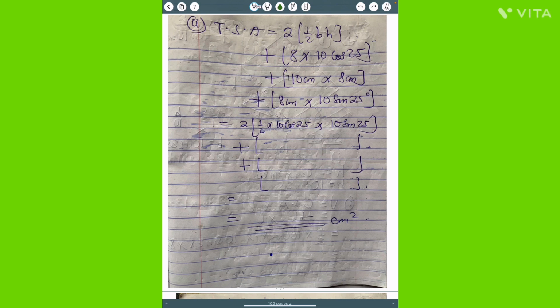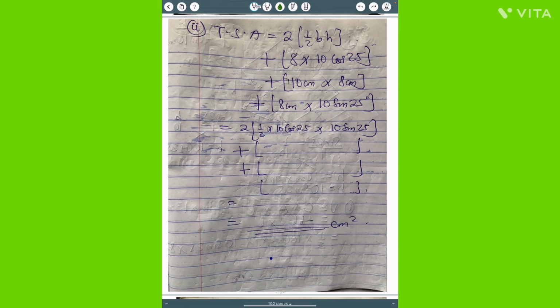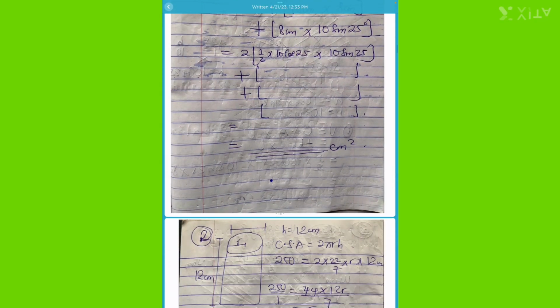Then 2 times half base times height, 8 by 10, then 10 times 8, then 8 by h. You put all the values together. These are 5 areas: 1, 2, there's 2 here, 1, 2, 3, 4, 5. So you put all the values together, get each of the areas, and get your total surface area. That's the solution to all the questions in number 1.